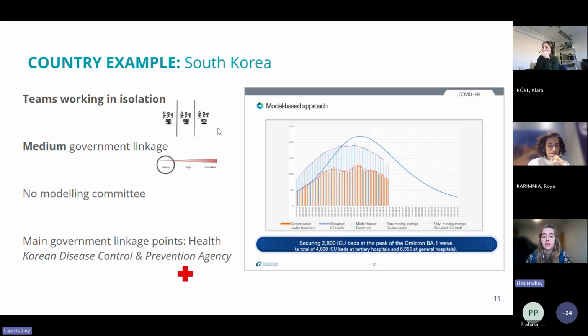And third example, South Korea. So this is the country we saw where teams were working in isolation. Medium government linkage due to, I guess, a sort of shortage of infectious disease modeling professors in the country, and modeling was quite new in South Korea in policy settings. No formal modeling committee, just a few different teams working independently. And main government linkage points were health, so with the Korean CDC. And here we have another community modeling example there.